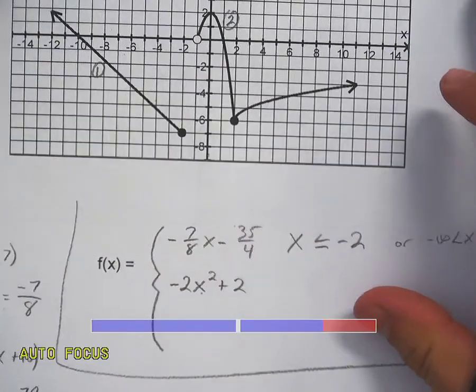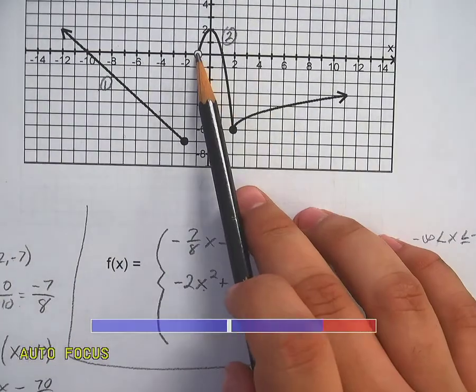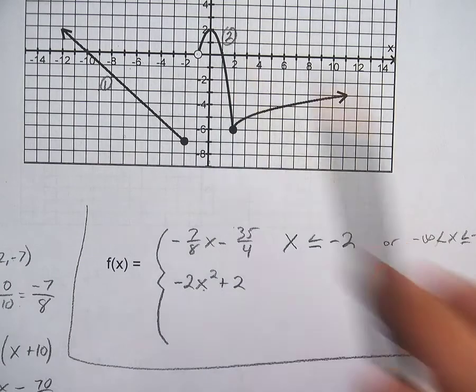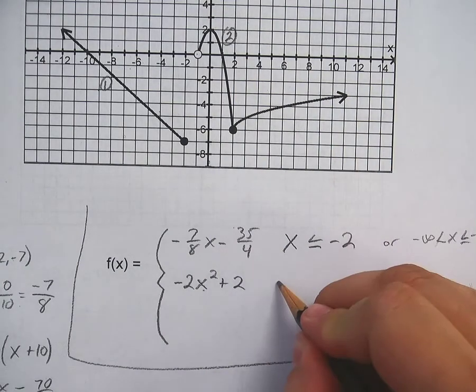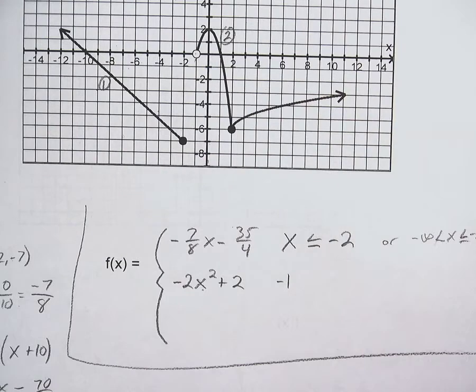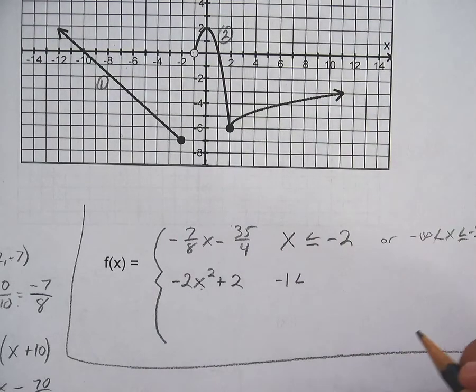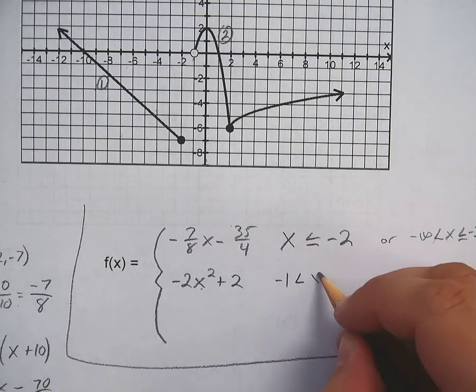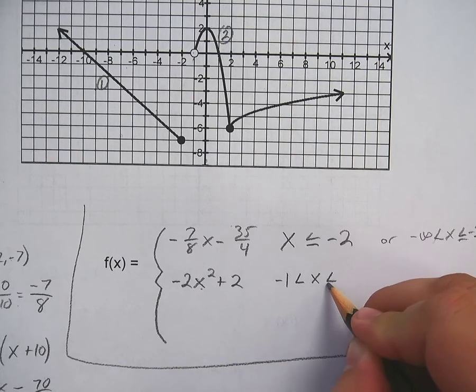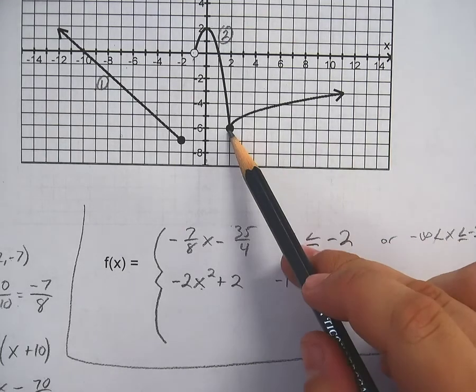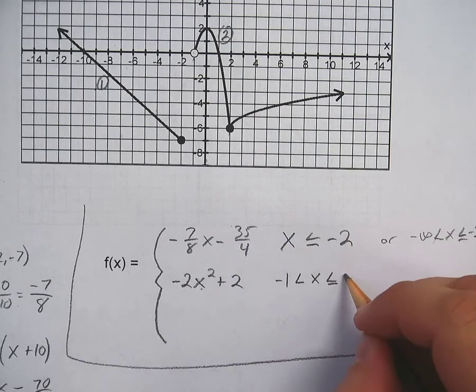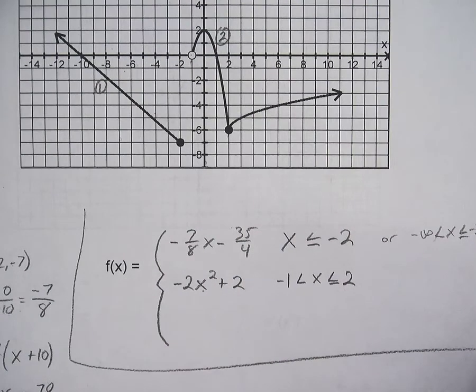And where does that happen? Well, that goes from here at negative 1 to here at 2. So I'm going to say from negative 1, now notice it doesn't touch negative 1. So I'm going to say strictly less than x, less than or equal to, because it does touch right here, why not, 2. Okay, now that's the second equation. Now we can move on to the third.